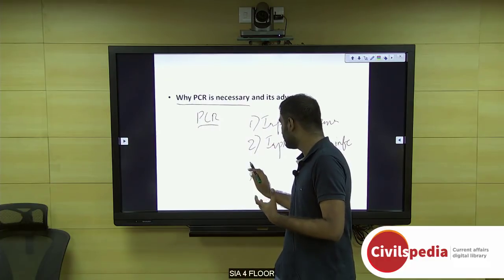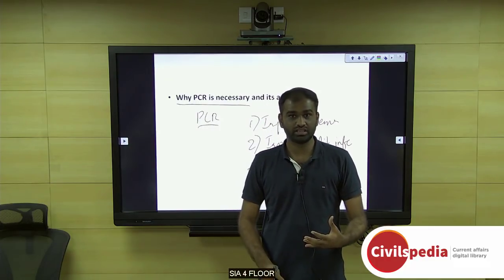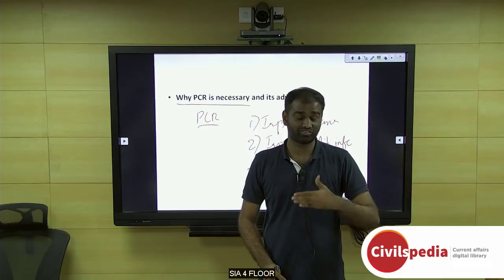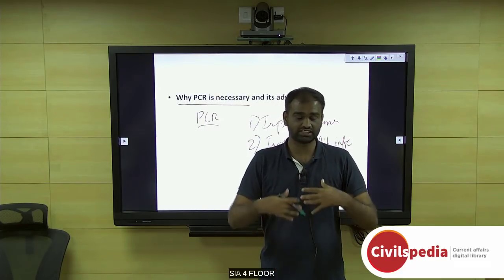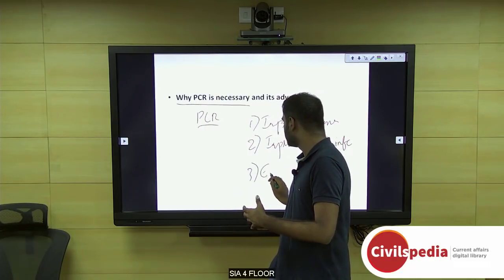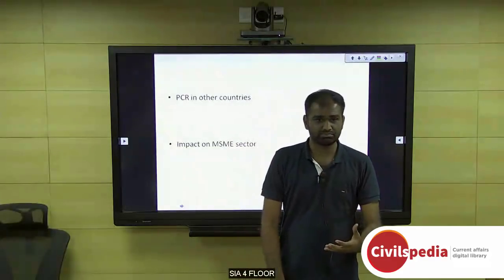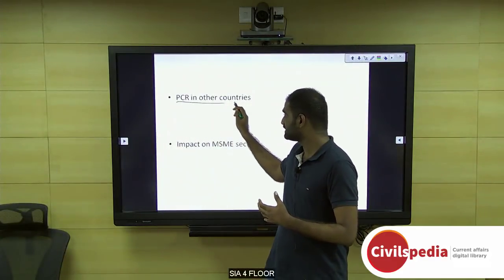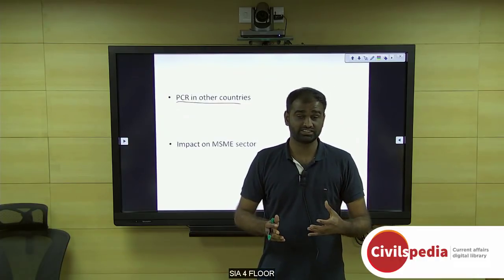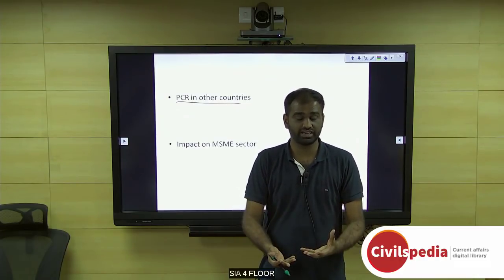And the next thing is that by creating this public credit registry, the quality of lending of loans will be improved, as a result of which ease of doing business will be improved in India. So moving on to the next part, what are the practices which are followed by other countries when it comes to public credit registry?